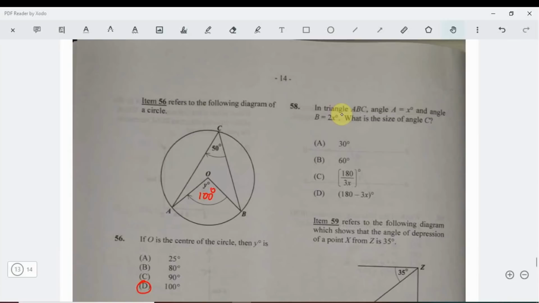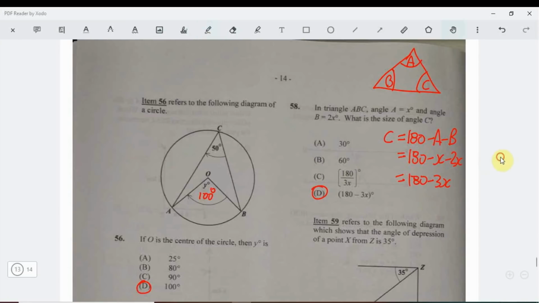Question 58. In triangle ABC, angle A is x, angle B is 2x. What is angle C? So if we draw a triangle just to show you what's happening, this is A, B, and we have angle C. Then angle C is going to be 180 minus A minus B. So it's going to be 180 minus x minus 2x. That's just 180 minus 3x. That's angle C. Alright, easy stuff, because angles in a triangle sum to 180.